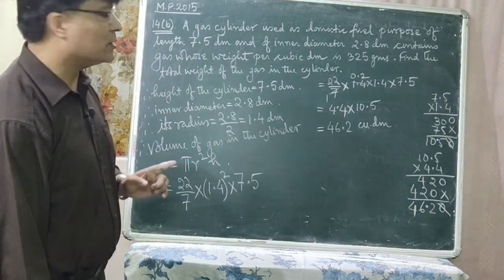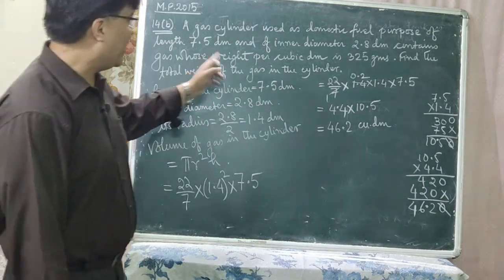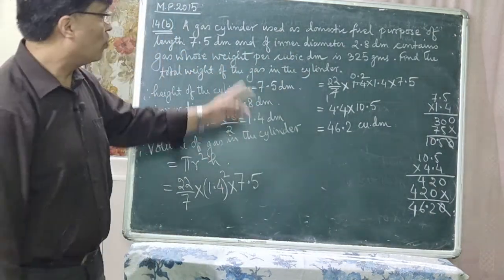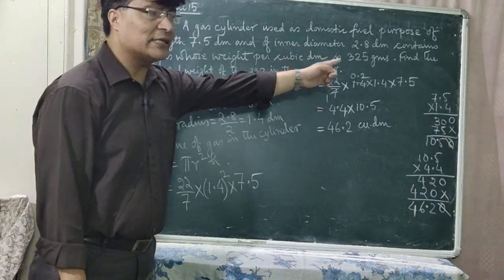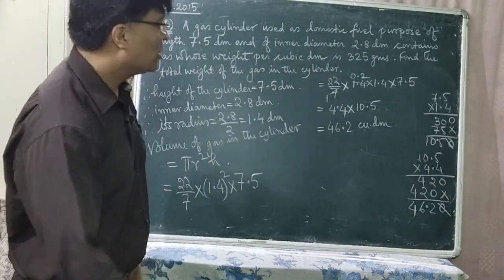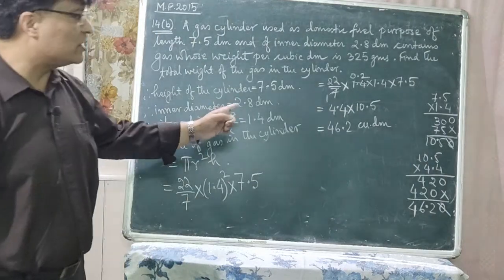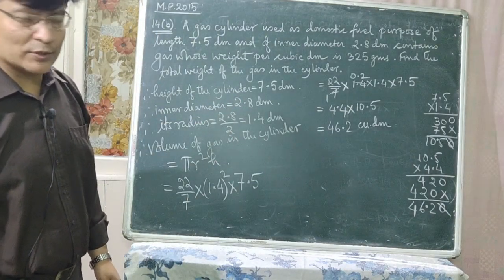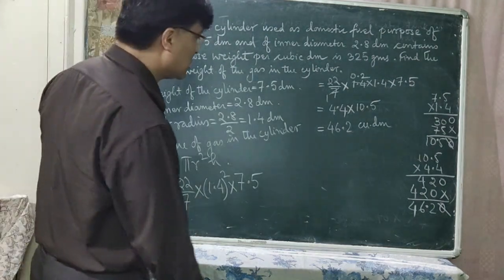So in the question it is given that the weight of 1 cubic decimeter gas is 325 grams. So what will be the weight of 46.2 cubic decimeter? I think you have understood the question. So let us use the unitary method.